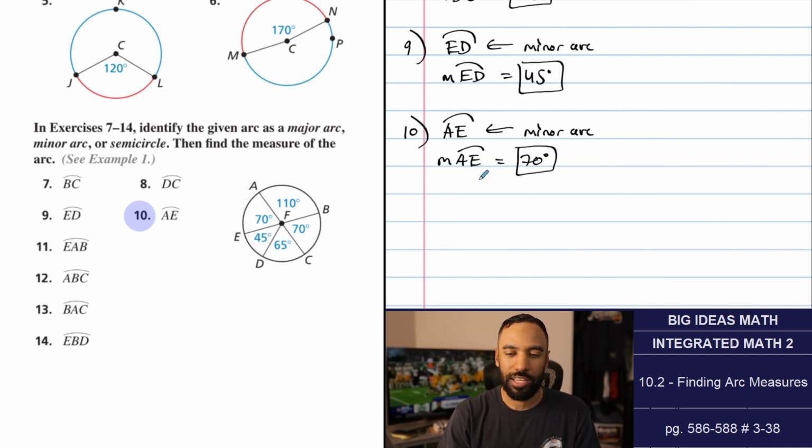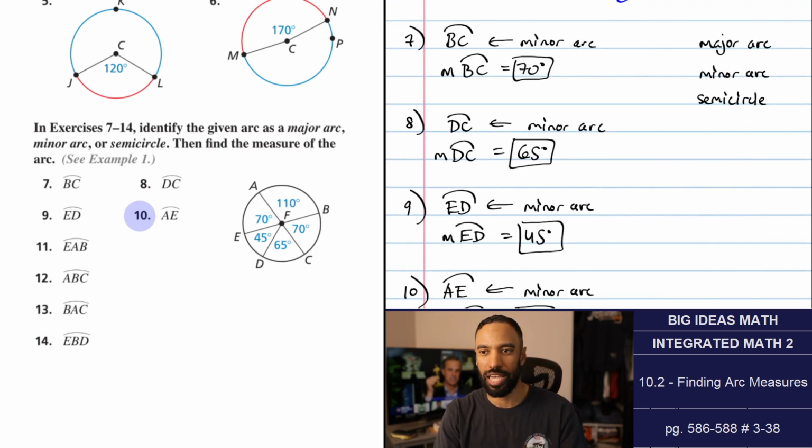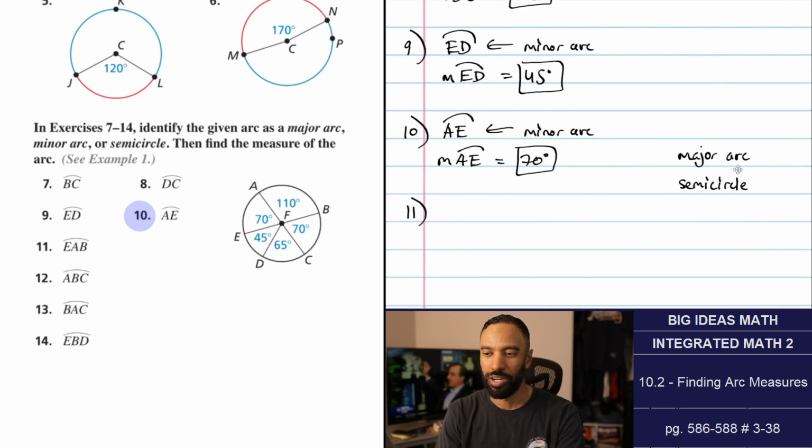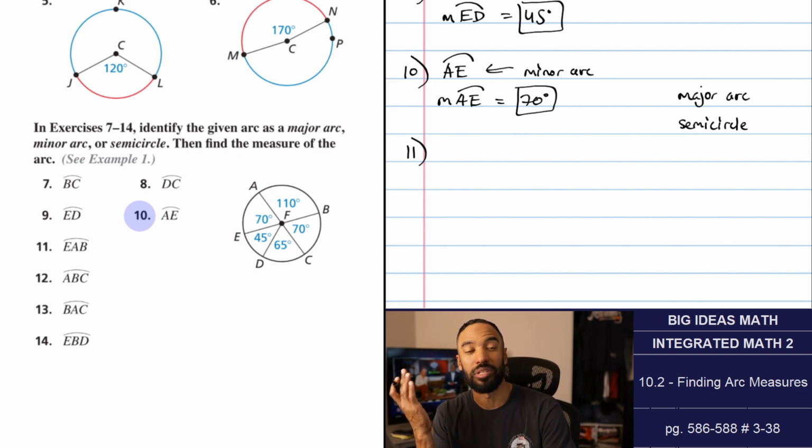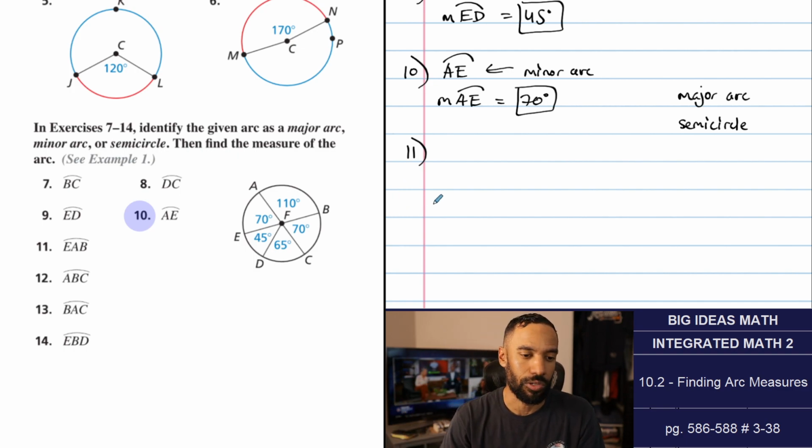All right, the next four are either major arcs or semicircles, and you can just tell because, let me bring these down. We know they won't be minor arcs anymore. Either major arcs or semicircles, and you can just tell because they have 3 letters. Now, it's only a semicircle if it's made from a 180-degree angle measure. Either we can add those, or made from a diameter. A diameter is a chord that goes through the center.